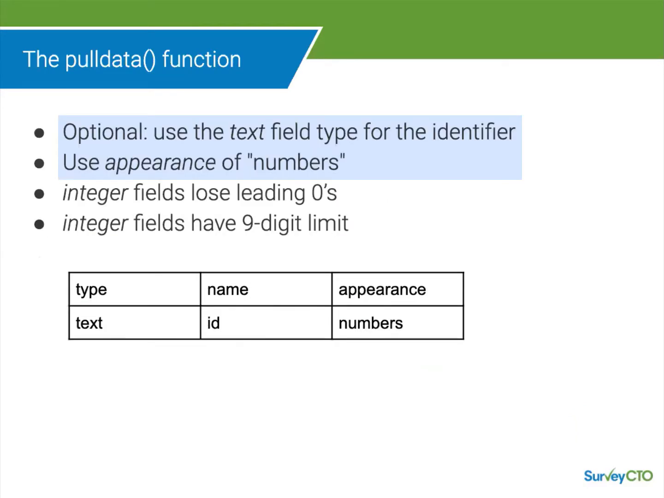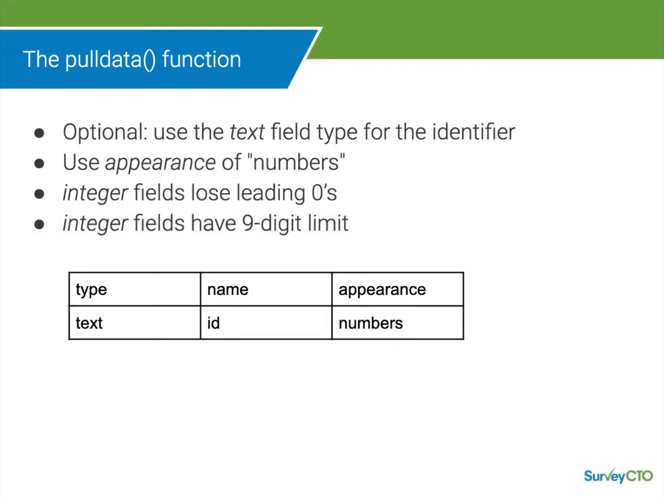For the field that asks for the unique identifier, you can use almost any field type, but most of the time, you will want to use the text field. An integer field works most of the time, but if you were to have a unique identifier that begins with a leading 0, then those zeros would be lost. For instance, entering 0, 1, 2, 3 into an integer field would just become 1, 2, 3, no 0. Integers also have a limit of 9 digits, so for longer unique identifiers, the text field will be better.